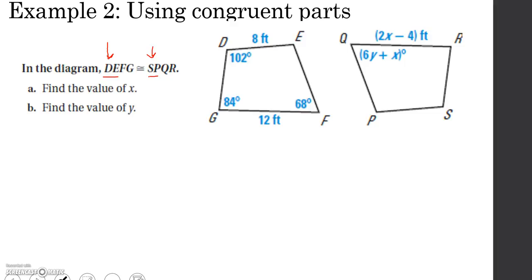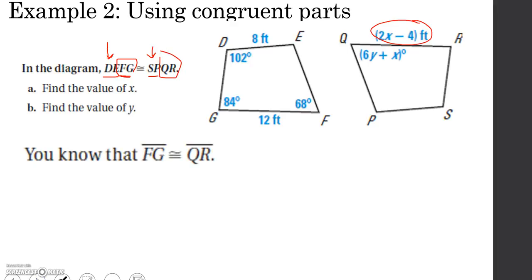So what we want to do is find the value of X and find the value of Y. If I take a look at the one on the right, I have QR. After you've identified what piece you're looking at to solve for X, you can go look at your congruent statement. I can see that QR is going to be the same length as FG. So you see it right here: I have QR is congruent to FG.